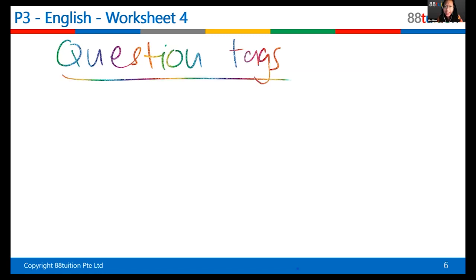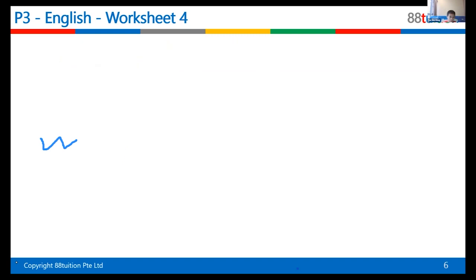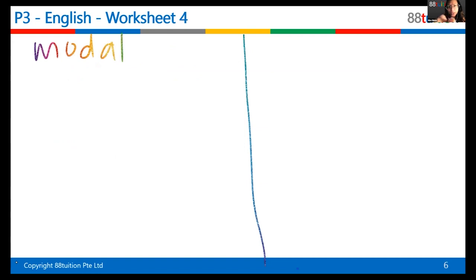Now, what are question tags? Do you know what's a question tag? If you don't know, it's okay. Wait, let me just write. I'm gonna write this first. Okay. Now, last lesson with your friends, we learned modal verbs. Today, we are going to learn auxiliary verbs.